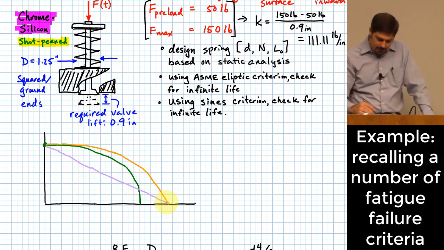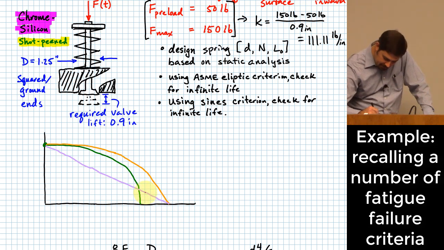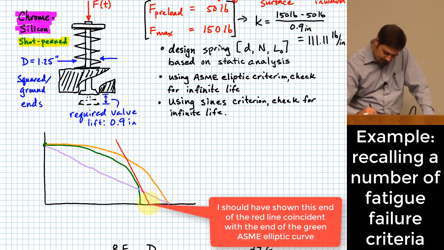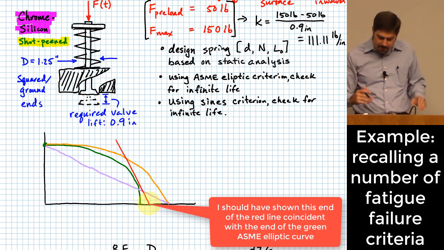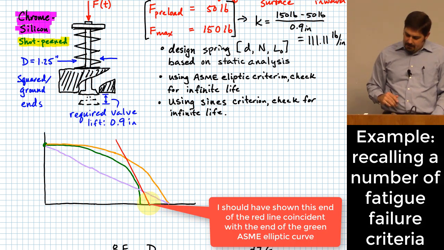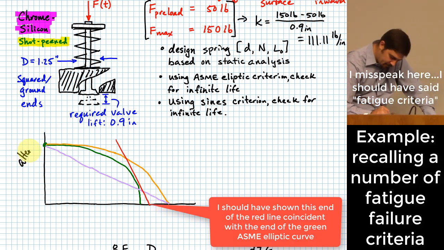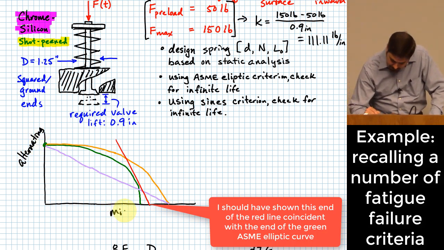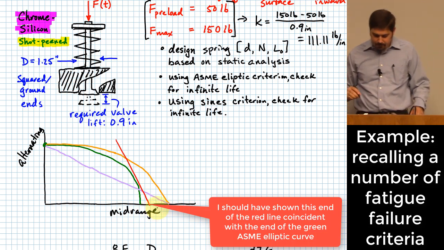But then it tends to get cut off with the yielding criterion, which might be a 45-degree line that cuts off the end of the Goodman line. So anyway, I'm showing you there's a bunch of these different kinds of failure criteria where this is alternating and this is mid-range stresses. Okay.